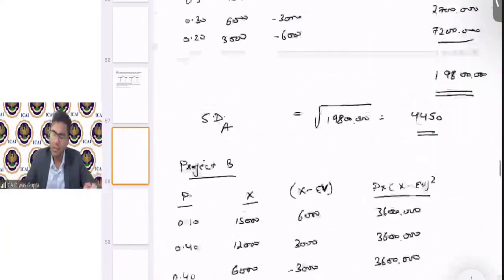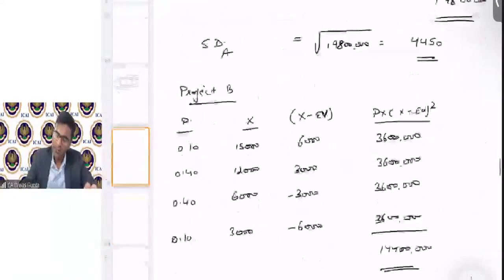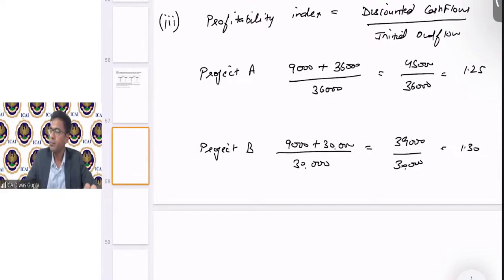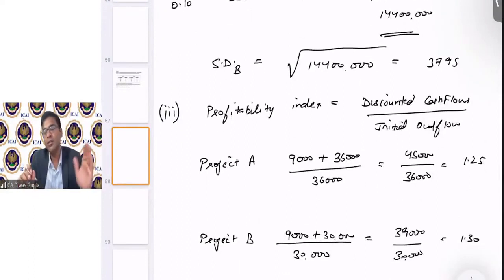Very easy and very simple, students, till now. Then last one, which project do you recommend? State with reasons. So they're asking us now, which project would you recommend? So now, students, we have expected NPV, which is 9,000 in both the cases. We also have standard deviation. Standard deviation in project A is higher and standard deviation in project B is lower. Correct? So risk is lesser in project B. So hence we will definitely go with project B.